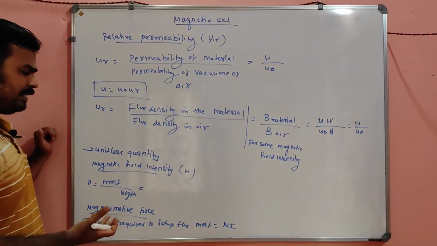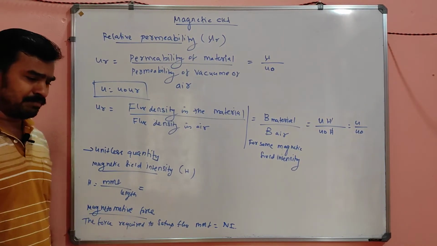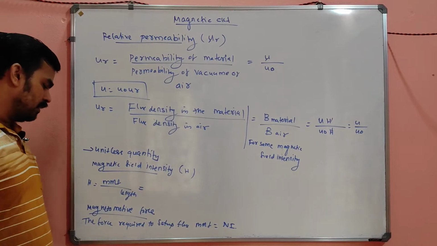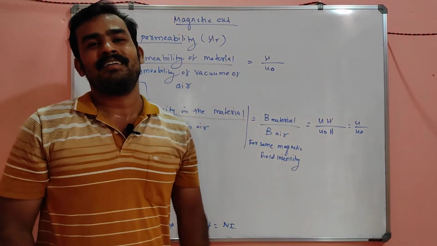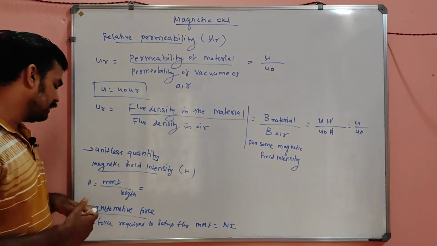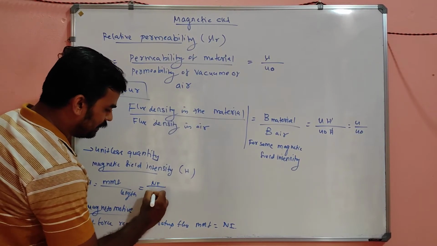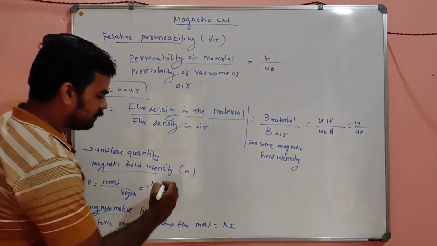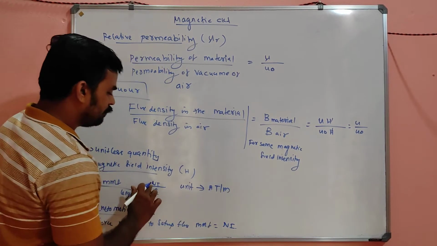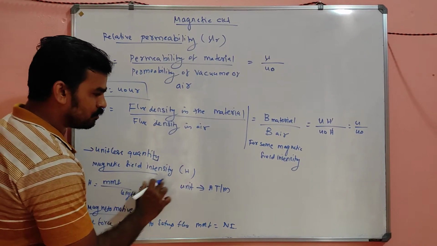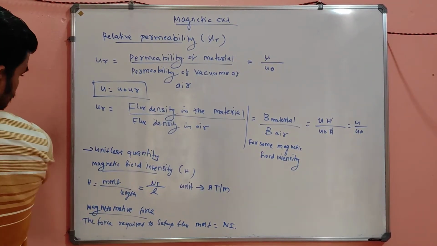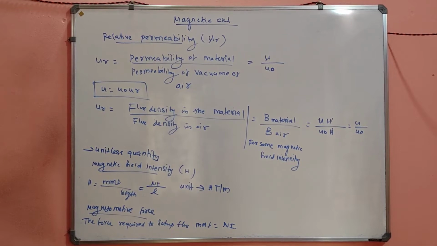mmf is similar to EMF. EMF is the force required to set up a current through the circuit. Similarly, mmf is the force required to set up a flux through the magnetic circuit. That is called mmf, and it is N into I. So H is equal to N into I divided by L. The unit is ampere turns per meter: I amperes, N turns, so ampere turns per meter.